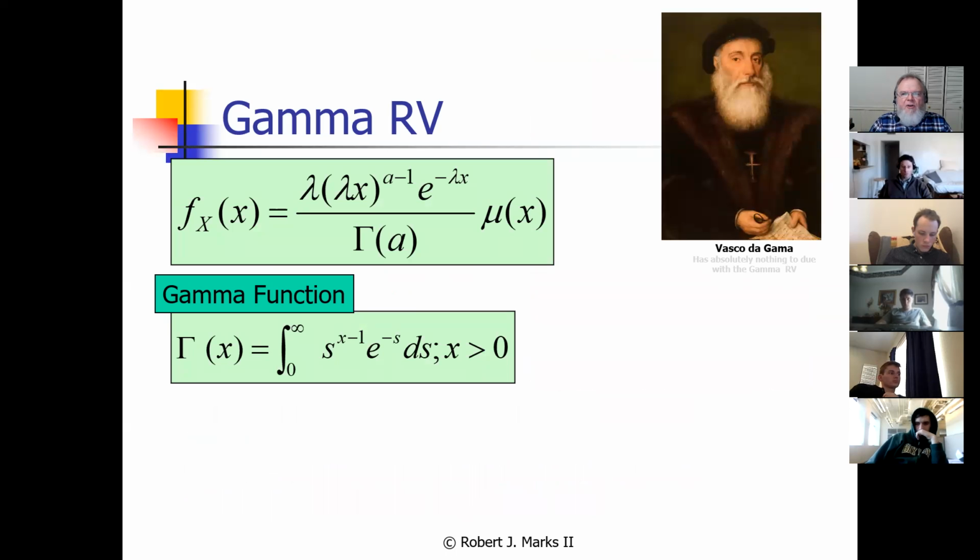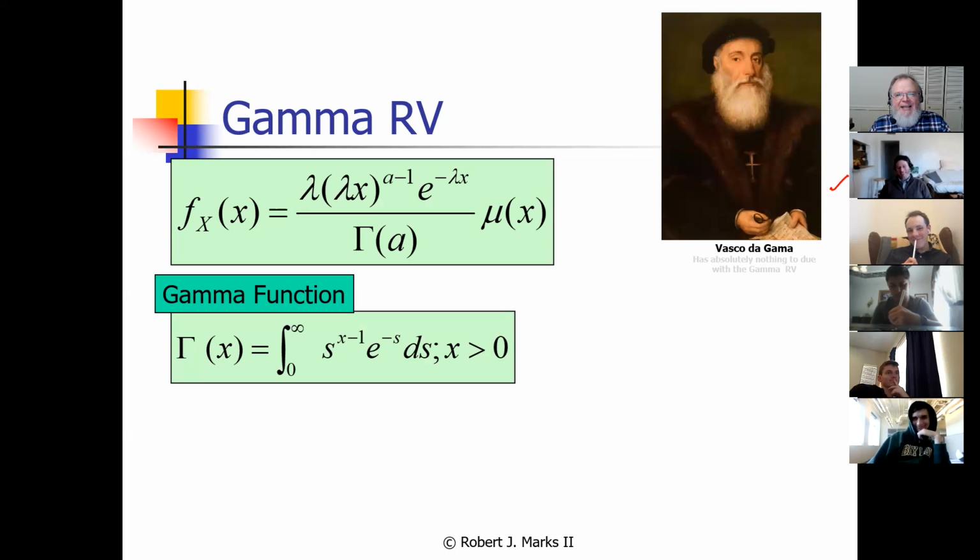Here's the gamma random variable. On the upper right, you can see a picture of Vasco da Gama. And you can read this. He has absolutely nothing to do with the gamma random variable. Okay, this is my joke. It's a joke. It's hard to make jokes when you hear no response. So I saw a couple smiles.